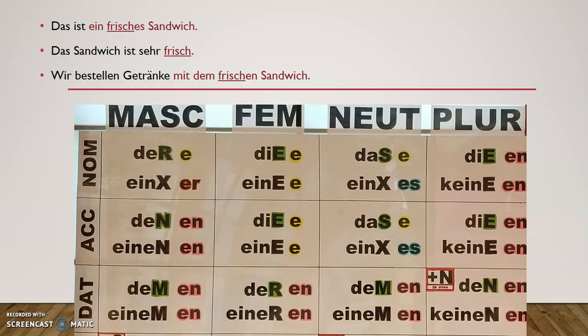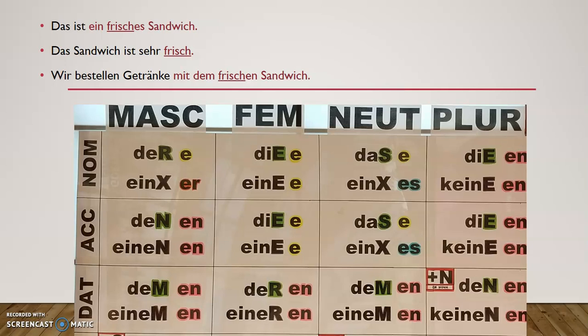In the next sentence, we have "Das Sandwich ist sehr frisch." We notice that after frisch, there is no noun. This is called a predicate adjective. It doesn't take an ending. Yes, fresh is describing the subject, das Sandwich, but since the noun doesn't come after the adjective, it doesn't take an ending. In the next example, "Wir bestellen Getränke mit dem frischen Sandwich."